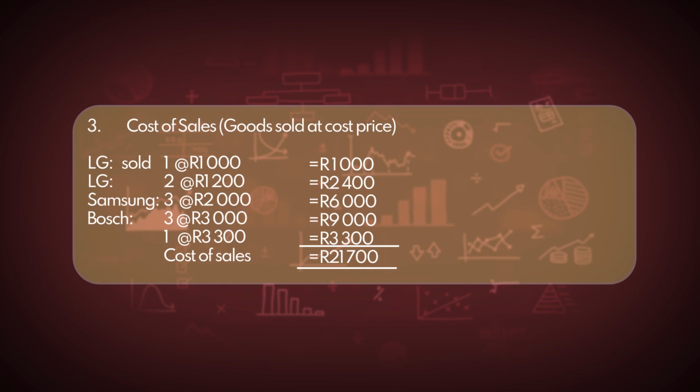Cost of sales is goods sold at cost price. So that's one LG at 1,000 Rand, two LGs at 1,200 Rand, 3 Samsungs at 2,000 Rand, 3 Bosches at 3,000 Rand, and 1 Bosch at 3,300 Rand, to give us a cost of sales of 21,700 Rand.